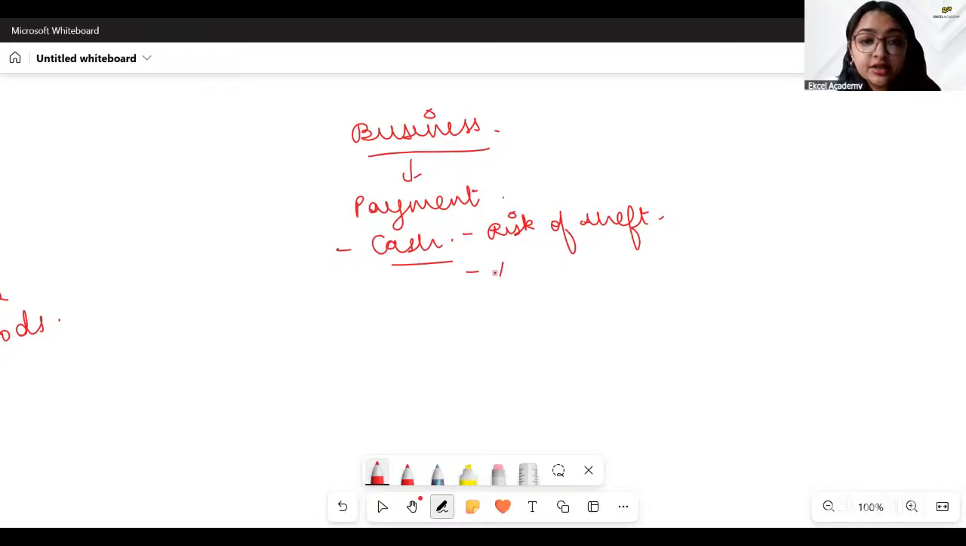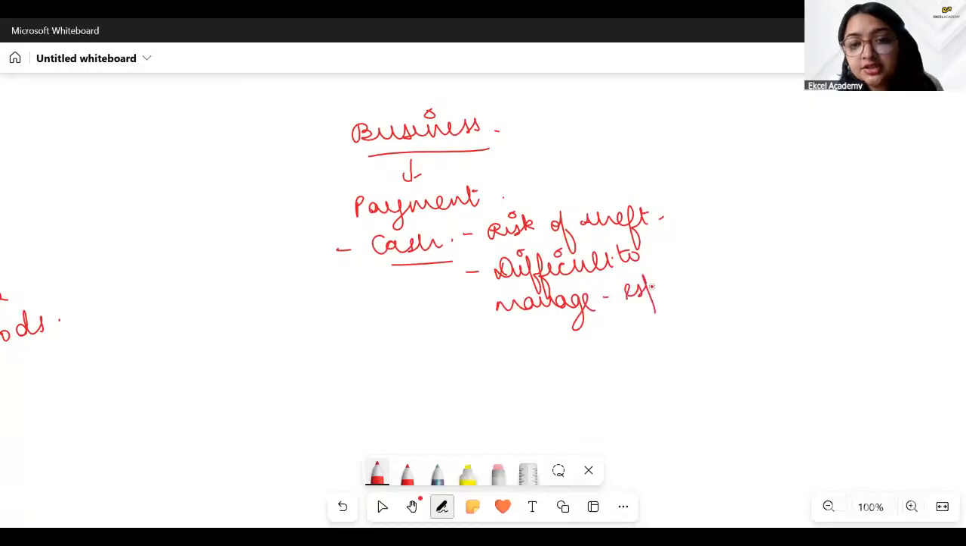And it is difficult to manage, especially large sums. So that is when, back in the day when trades started happening, people started shifting from the cash method of payment, and they introduced the concept of negotiable instruments.